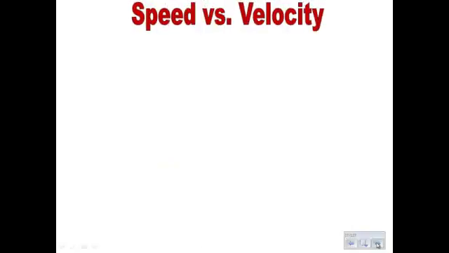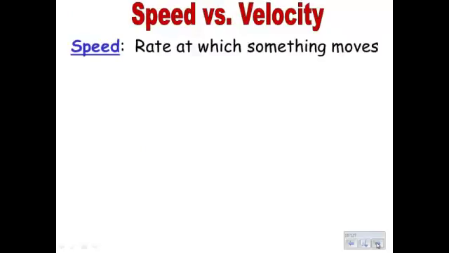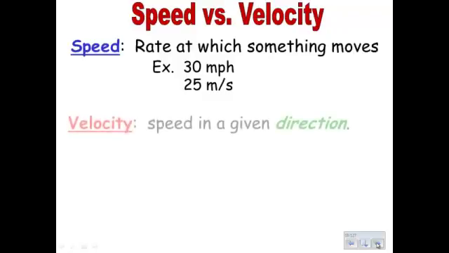Now let's talk about speed versus velocity. Speed is the rate at which something moves. Examples of speeds would be 30 miles per hour, 25 meters per second. And notice how all of those do not have directions after them because speed is a scalar quantity. Both start with s's, so no direction is necessary.